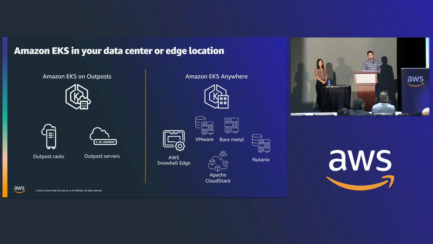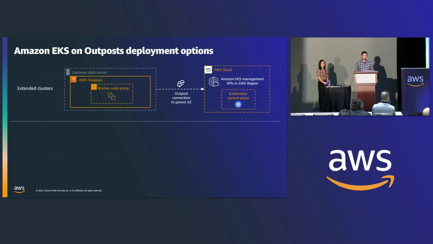And then on EKS Anywhere, there's a number of different infrastructures that we are providing. The first that was supported since launch back in 2021 is VMware. We also recently this year added support for bare metal. And that was last week, we also announced support for Apache CloudStack, which is an alternative virtualization provider that you can use with things like KVM. And in the future, we're also looking to add support for Snowball Edge as well as Nutanix.